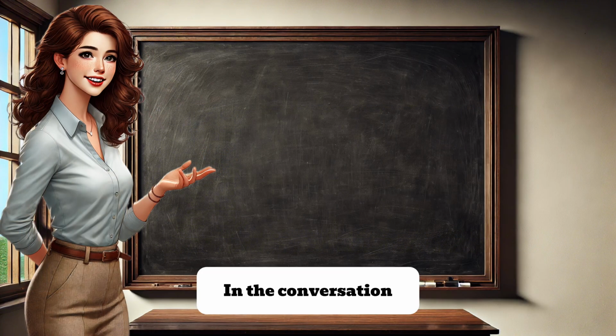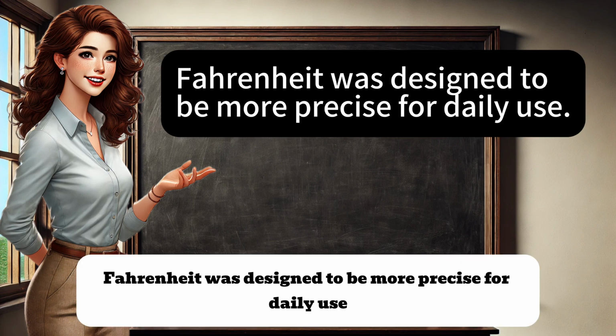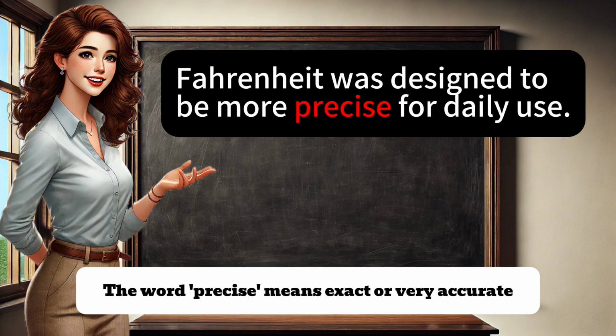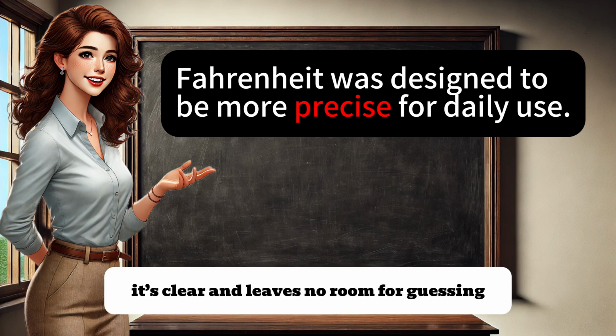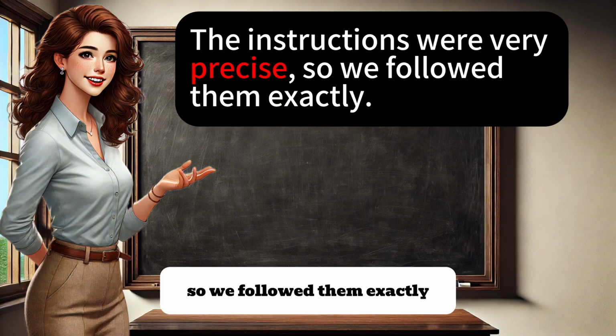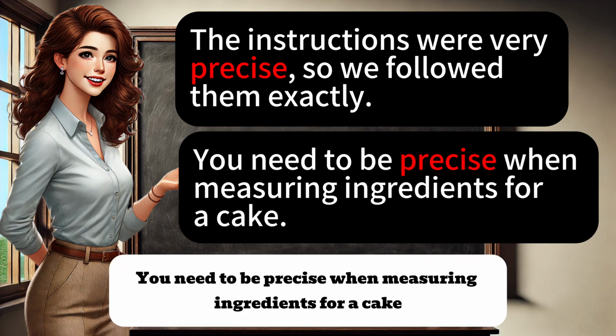In the conversation, George talked about the importance of being precise. He said, "Fahrenheit was designed to be more precise for daily use." Precise. The word precise means exact or very accurate. When something is precise, it's clear and leaves no room for guessing. For example, "The instructions were very precise, so we followed them exactly." Or, "You need to be precise when measuring ingredients for a cake."